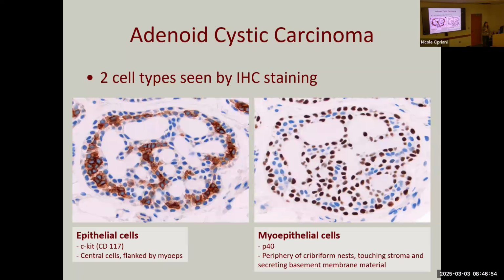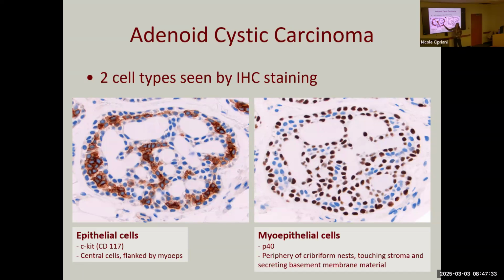When you're looking for biphasicity, what do we want to do? Generally, the epithelial cells of any biphasic salivary neoplasm will stain for c-KIT or CD117, and the myoepithelial cells of any biphasic neoplasm will stain for P40. P40 being more specific than P63, so we like P40 better. So in pleomorphic adenoma, in adenoid cystic carcinoma, in basal cell adenoma, basal cell adenocarcinoma, right? Those are kind of the 3 common biphasic ones.